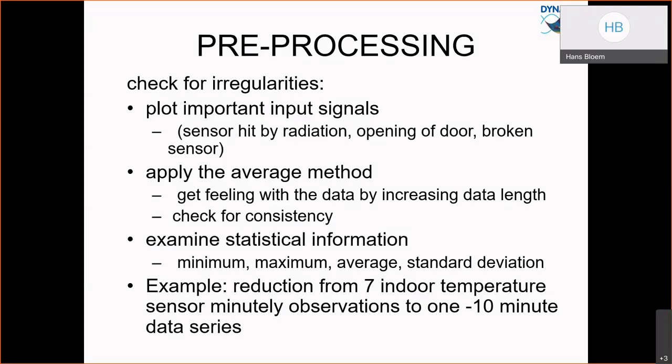And then, of course, you also have the reduction of the number of signals to maybe a limited one. In this case, you might have 7 indoor temperatures, but you would like to have an average one of these. So that is also reducing the information. We call it pre-processing.